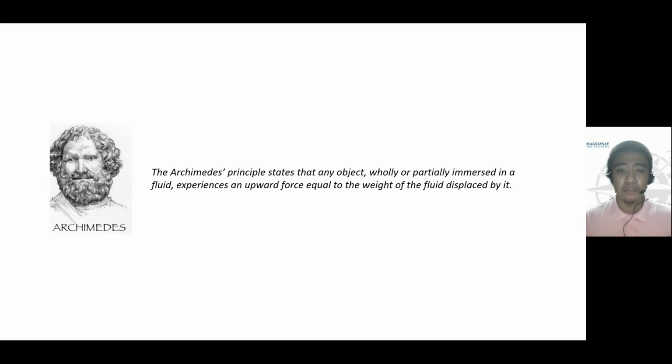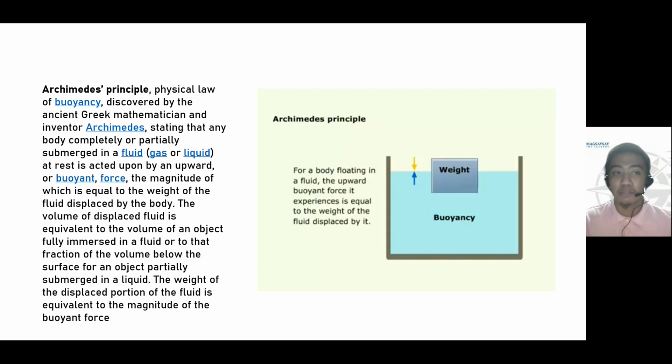The Archimedes principle states that any object wholly or partially immersed in a fluid experiences an upward force equal to the weight of the fluid displaced by it. Archimedes' principle is a physical law of buoyancy, discovered by the ancient Greek mathematician and inventor Archimedes, stating that any body completely or partially submerged in a fluid at rest is acted upon by an upward or buoyant force, the magnitude of which is equal to the weight of the fluid displaced by the body.